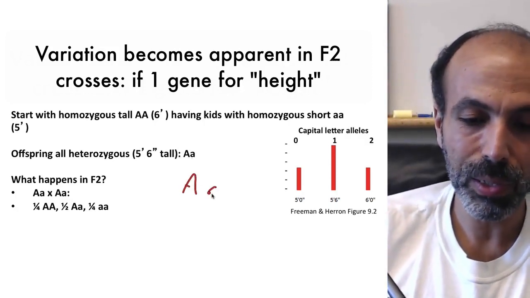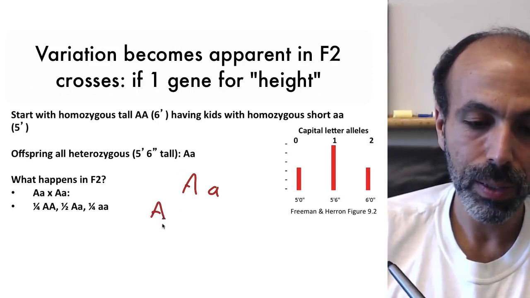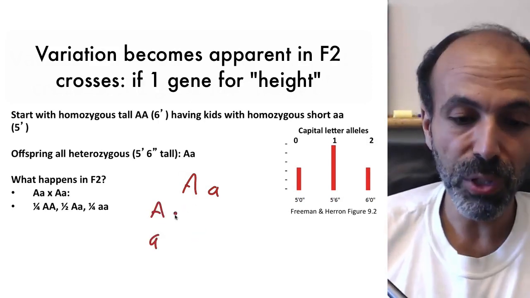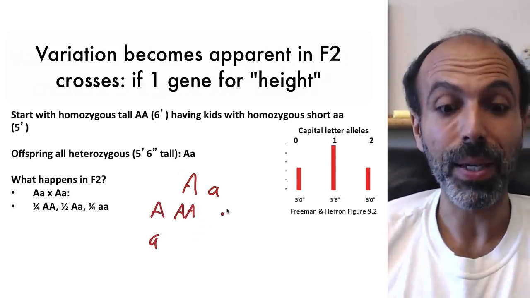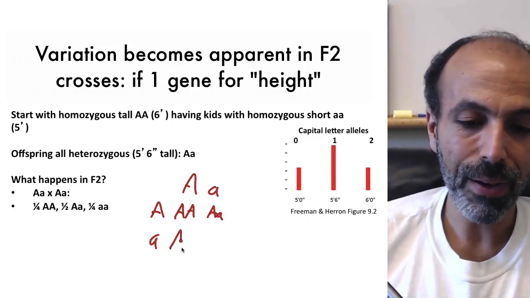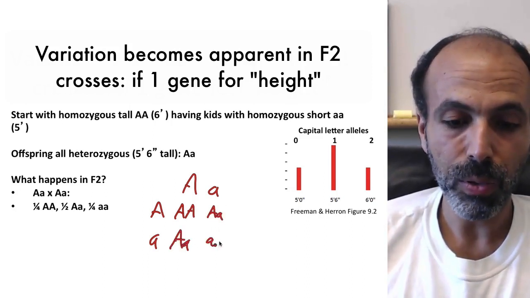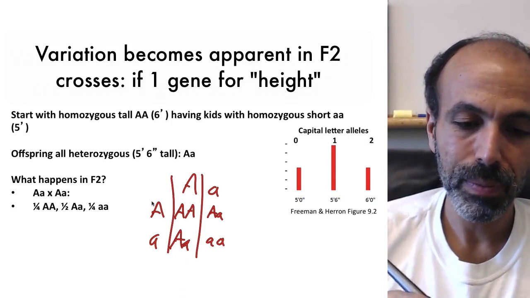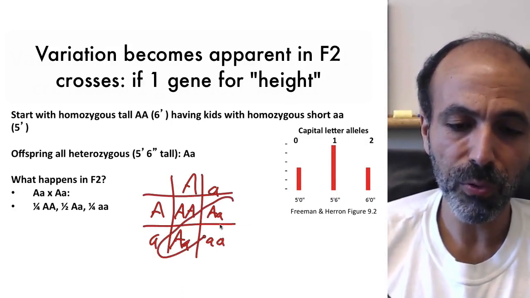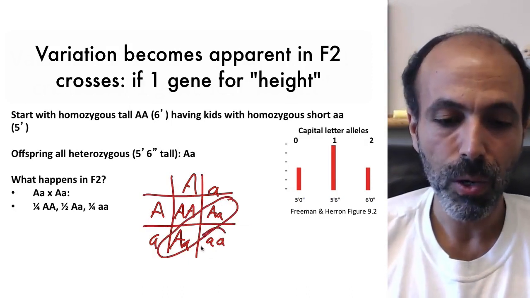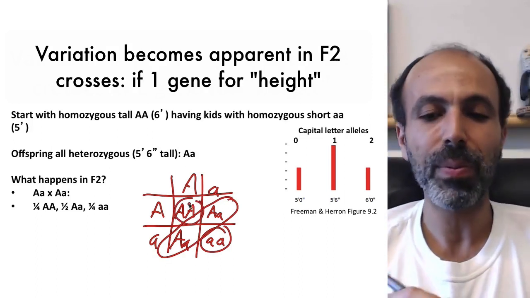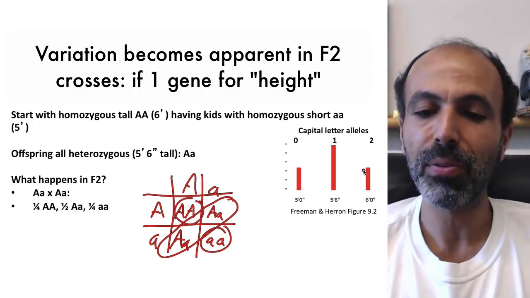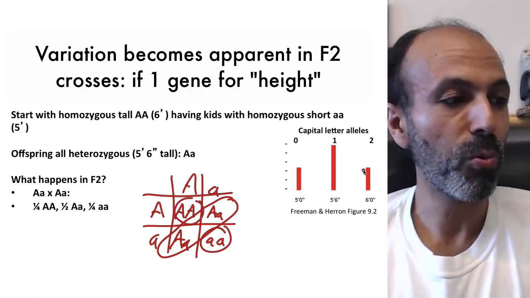Well, we do our little Punnett square that we're very familiar with. Right? And in the F2, we get 1/4 big A, 1/2 big A, little a, and 1/4 little a. There's 2 out of 4 ways to be big A, little a, 1 out of 4 little a, 1 out of 4 to be big A. So you get something kind of like what we just saw. This is now from just one gene.